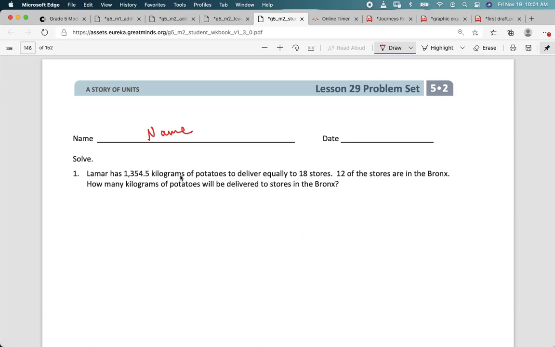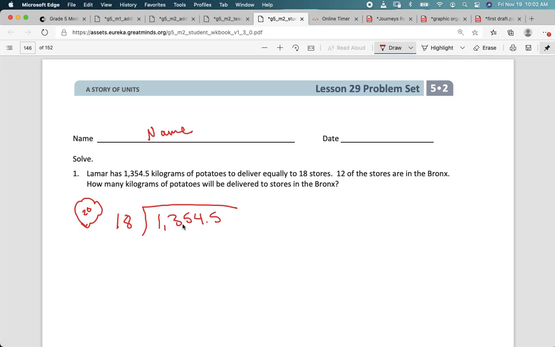Okay, so first of all, we need to divide this number by 18 stores, okay? That's how many kilos he has, and it's going to 18 different stores. So we're going to figure out how much goes to each store. Then we're going to take that number and multiply it by the 12 stores in the Bronx to answer that question. So first of all, 18 goes into 1 0 times. 18 goes into 13 0 times. 18 goes into 135, but how many times? We're not sure, but let's think of this as 20 in our heads and then count by 20s to get the number closest to 135.